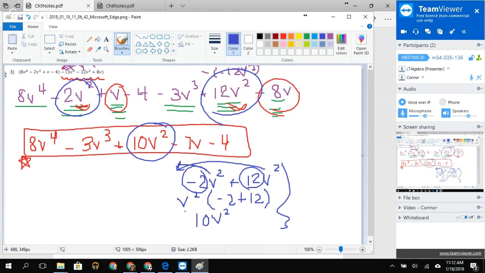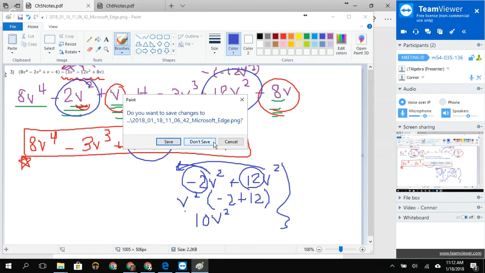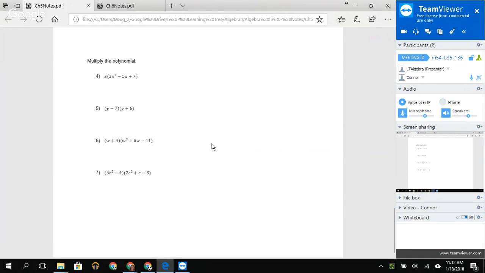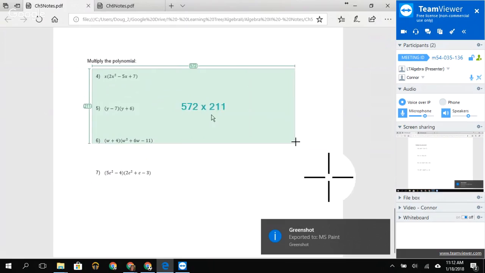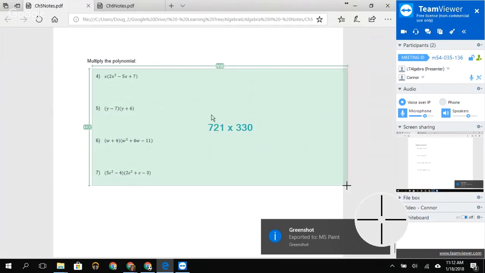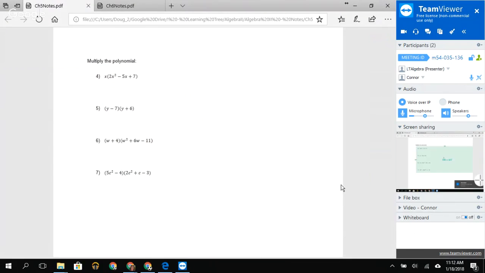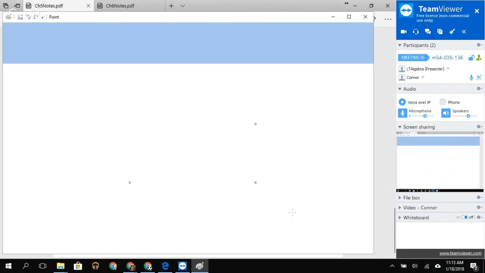All right, so that was a review of last week. The new stuff that we're going to do is multiply polynomials. Woohoo, right? This goes from easy multiplying to more complicated multiplying. We'll take the first two, which are the easy ones, and then 6 and 7 are a little more complicated.